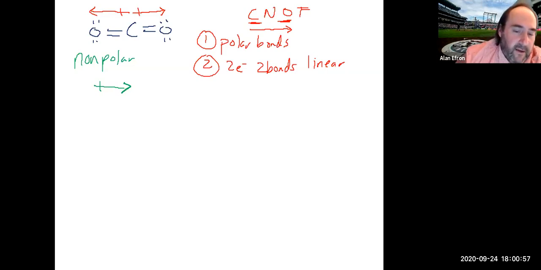So CO2 is a very good example of a molecule that can definitely have polar bonds, but the overall molecular polarity is actually nonpolar. So this is a nonpolar molecule. Any questions on that?